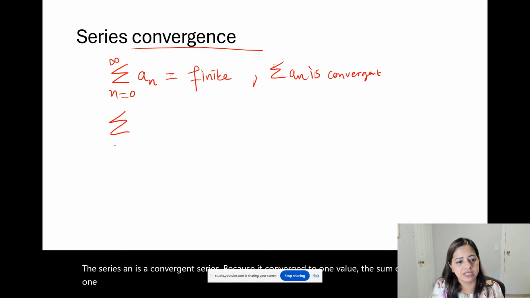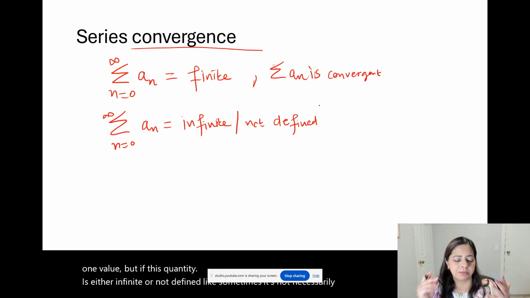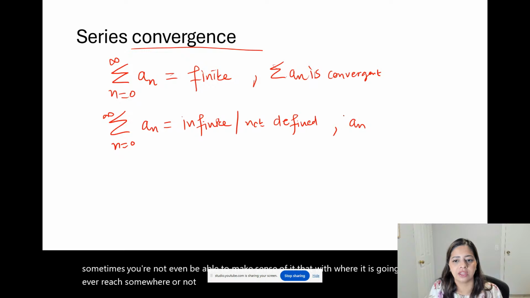But if this quantity is either infinite or not defined, like sometimes it's not necessarily that it goes to infinity, sometimes we are not even able to make sense of where it is going or whether it will ever reach somewhere or not, in that case we say this series is divergent.